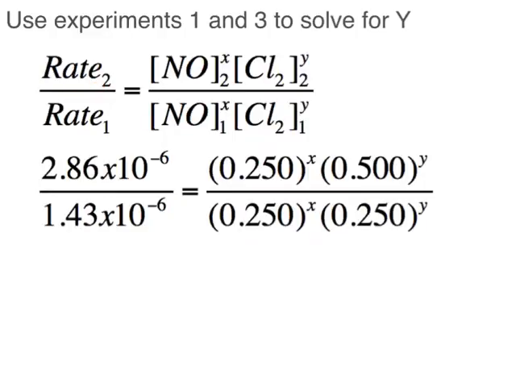Rate 2, in this case, corresponds with experiment 3, is 2.86 times 10 to the negative 6. And the values that correspond with that for NO are 0.250 raised to the x power and 0.50 for Cl2 on top. On the bottom, experiment 1, we have 1.43 times 10 to the negative 6. And we have 0.250 raised to the x and 0.250 raised to the y, because those are the values that go along with NO and Cl2. Okay, so all I'm doing here is substituting the numbers from the chart that I gave you into the equation.